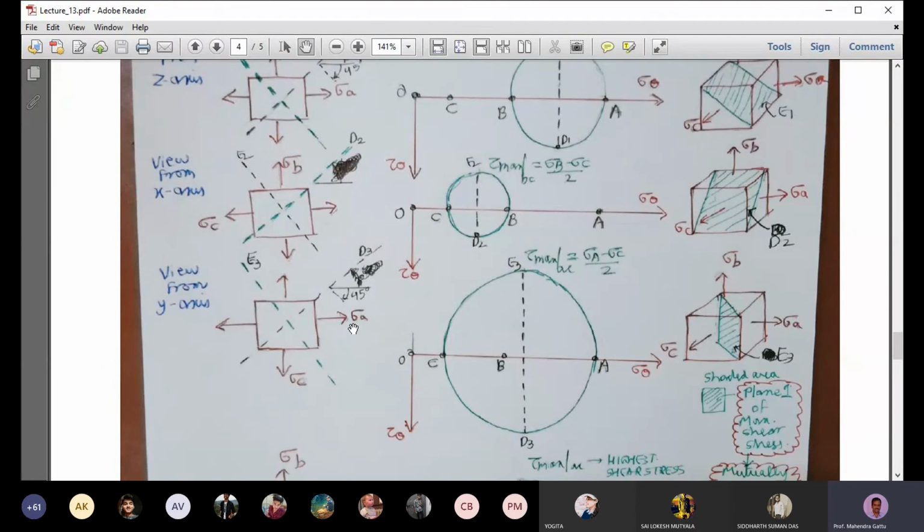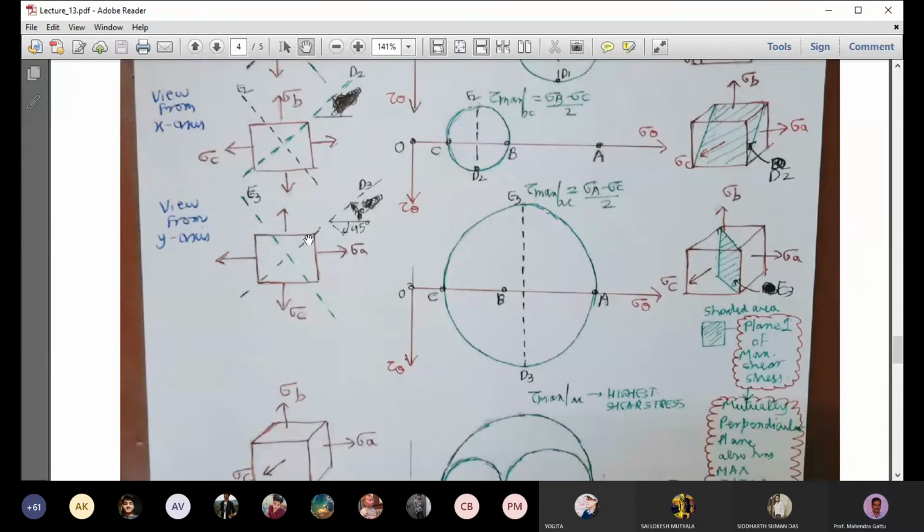So we have sigma A to the right and sigma C in the downward direction. So here this is the top view, and again sigma C is less than sigma A. So sigma A will be the maximum principal stress. Sigma C will be the minimum principal stress. So we can draw a Mohr circle with C and A coordinates.